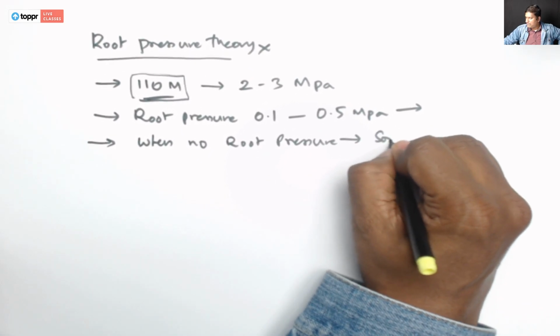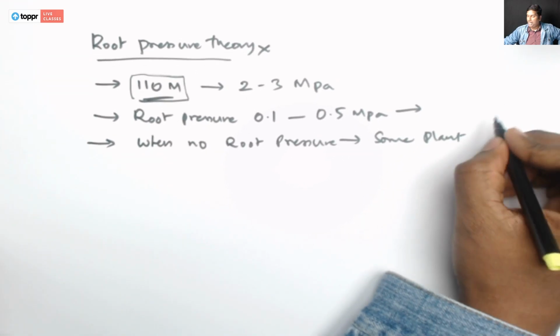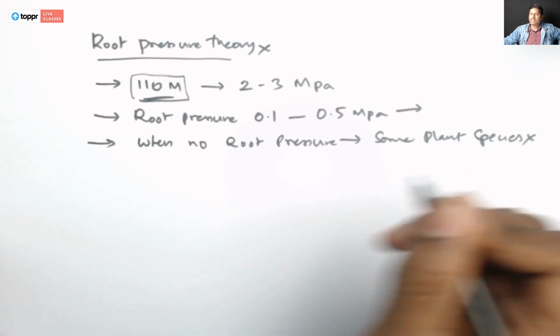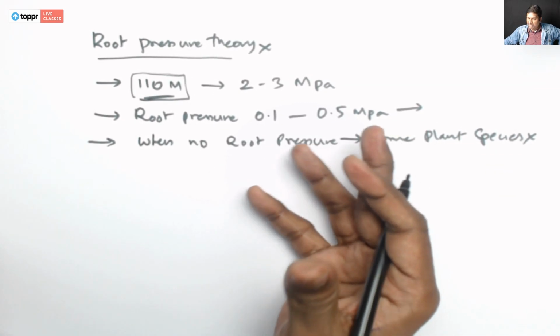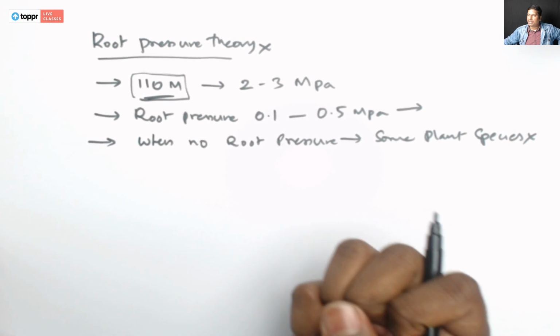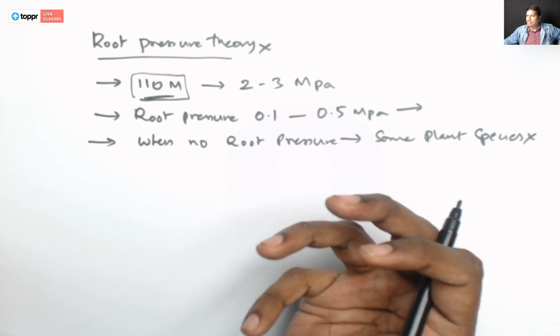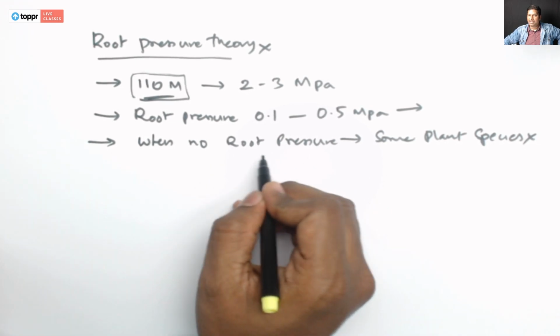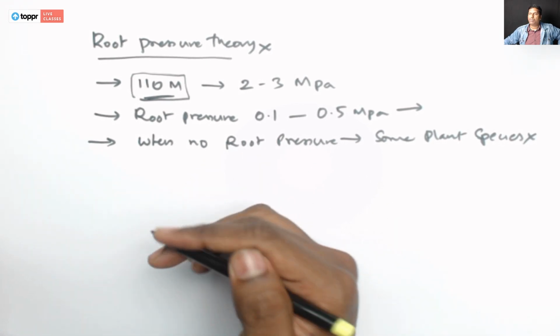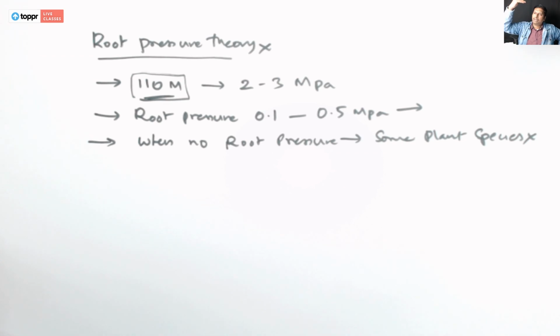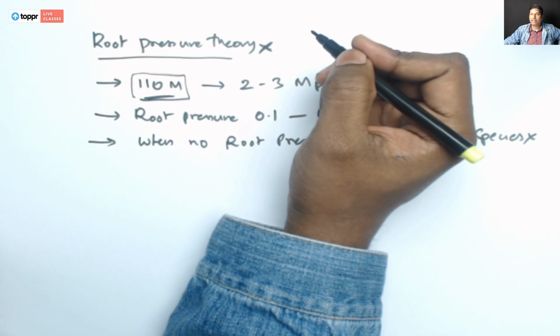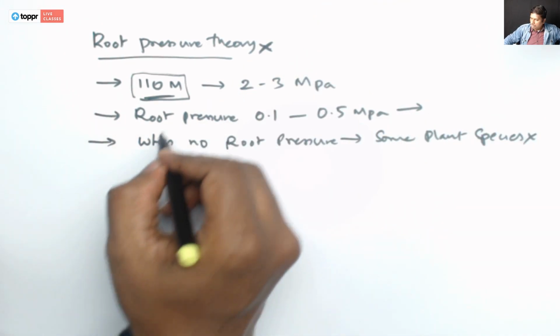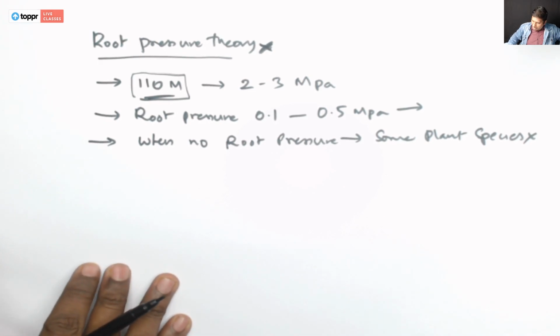In some plant species, there's no root pressure, the pressure which is generated as a result of water getting accumulated in the xylem. In some plants you don't see root pressure. Even in those plants, the water is being transported all the way from the roots to the top. So the root pressure theory cannot explain that. So the next theory that was put forward is the capillarity theory.